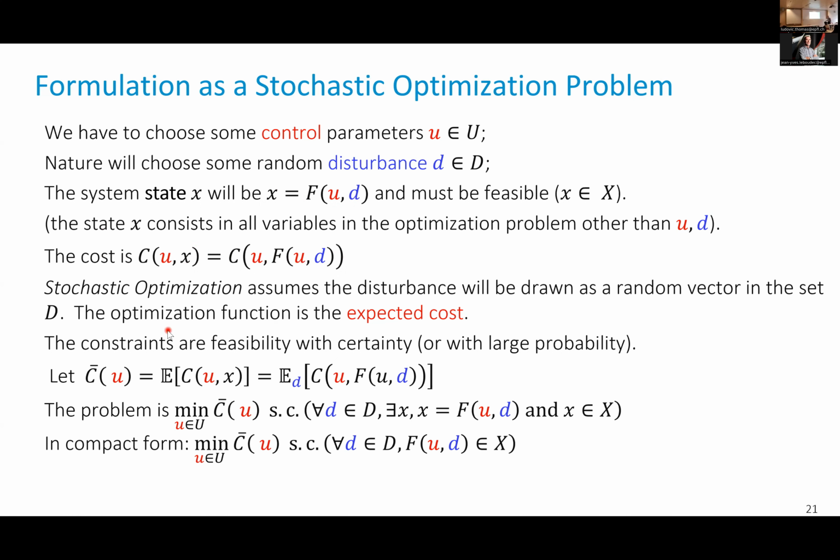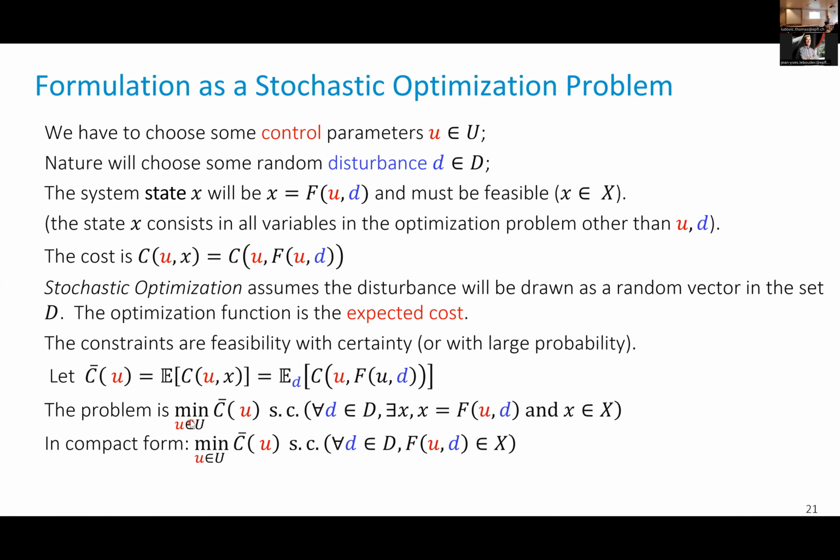The classical form, called stochastic optimization, consists in computing the expectation with respect to D, when we treat D as something random, unknown, of this cost, and calling this the average cost here. We get rid of this problem of having a non-well-specified optimization criterion by taking C bar of U, which is the expectation of this here.